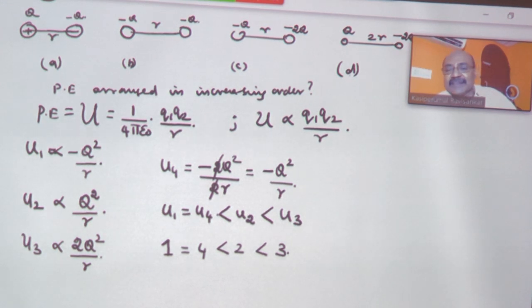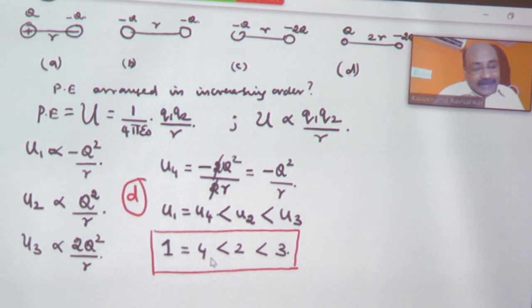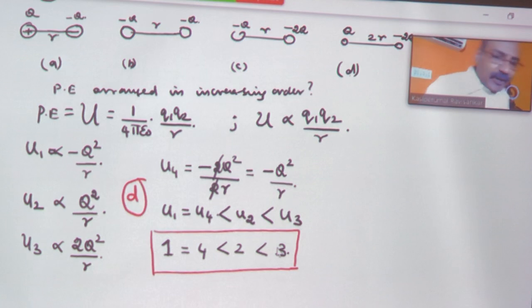So which one is the option? Out of the given 4 options, the answer is option D. D is the answer, because u1 and u4 are equal, and that is the least value. After that, the second potential energy, and after that, the third potential energy. This is question number 8.